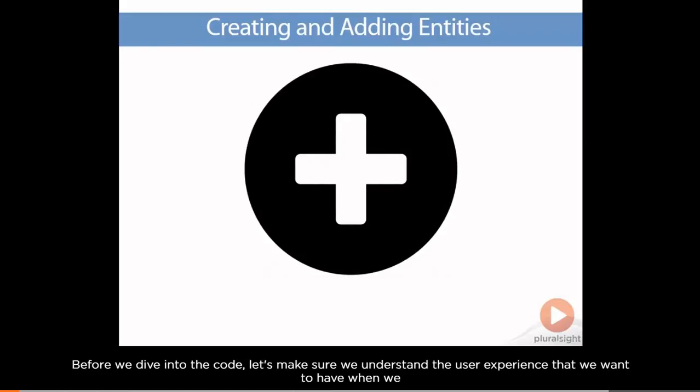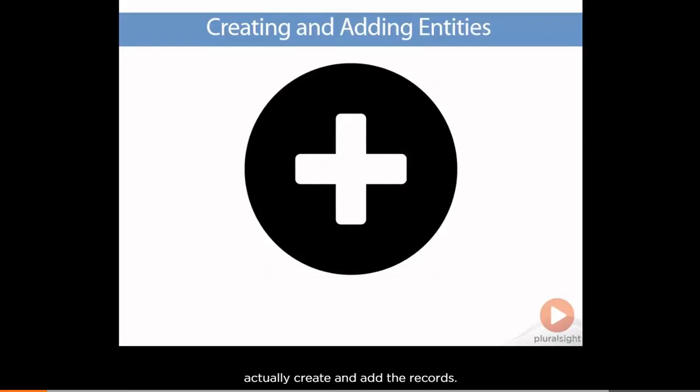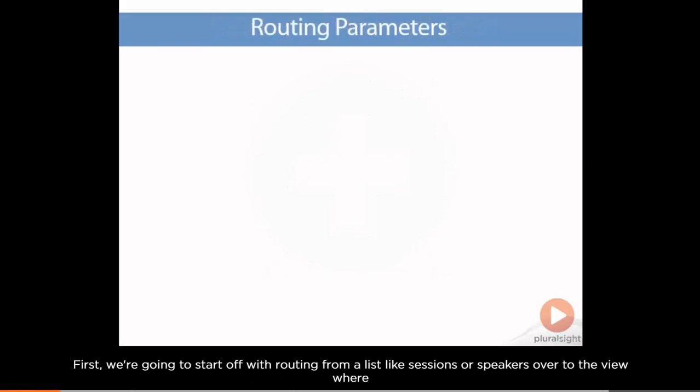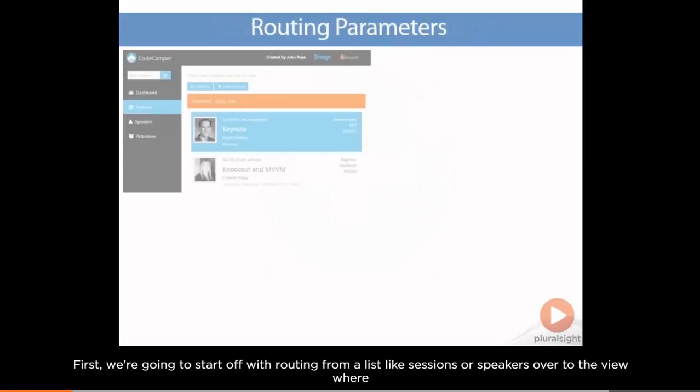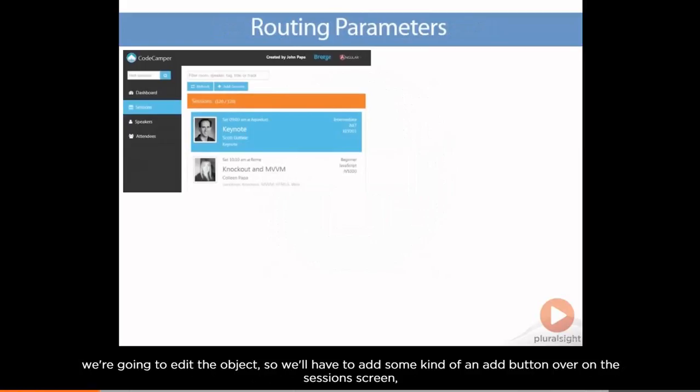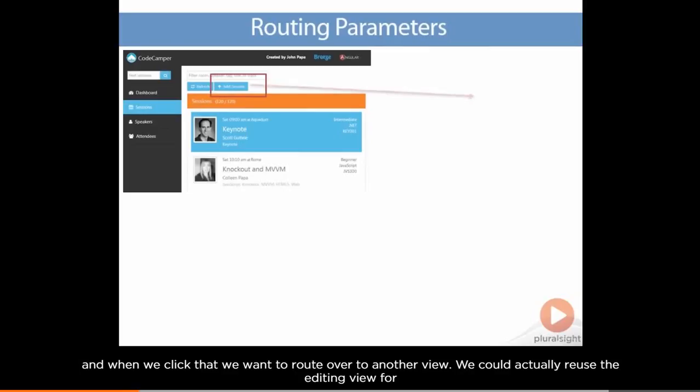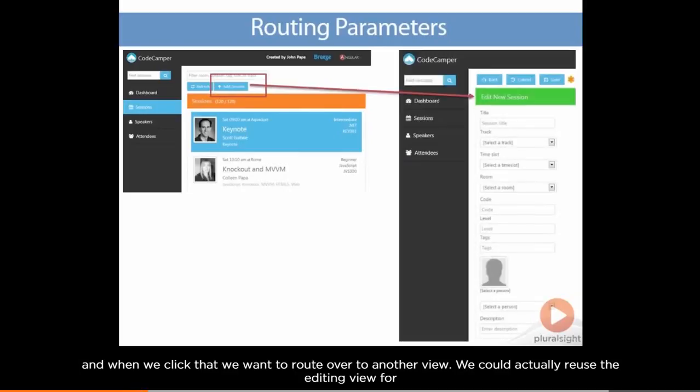Before we dive into the code, let's make sure we understand the user experience that we want to have when we actually create and add the records. First, we're going to start off with routing from a list like sessions or speakers over to the view where we're going to edit the object. So we'll have to add some kind of an add button over on the session screen. And when we click that, we want to route over to another view.